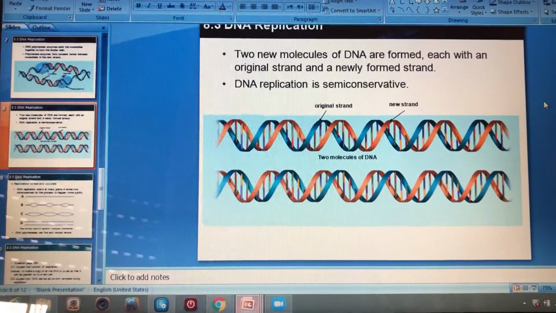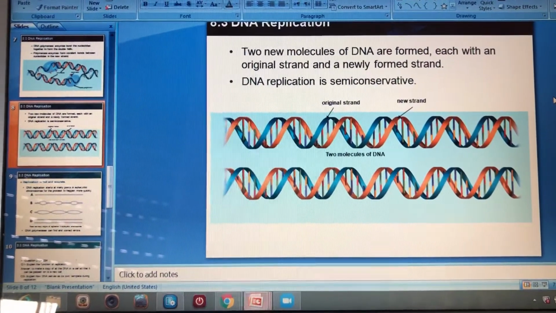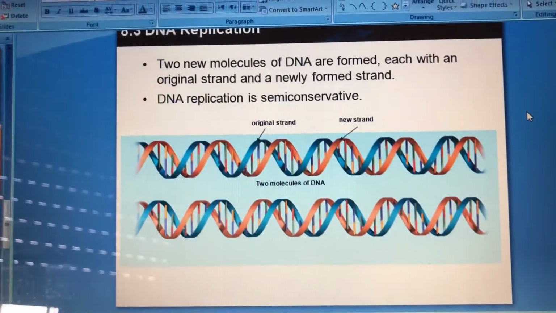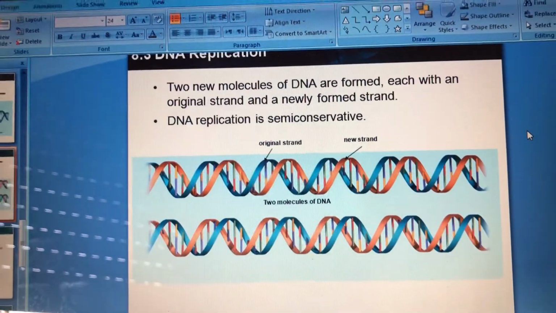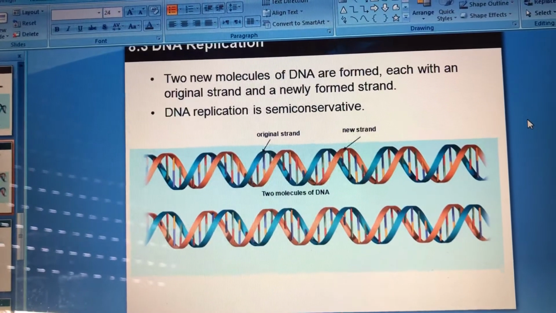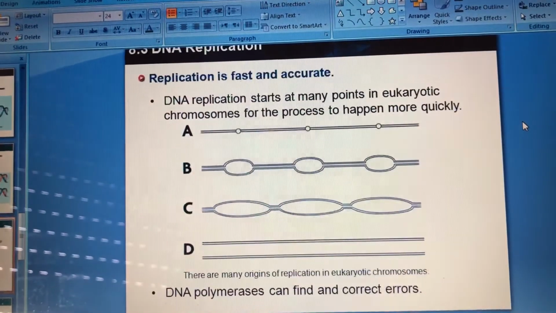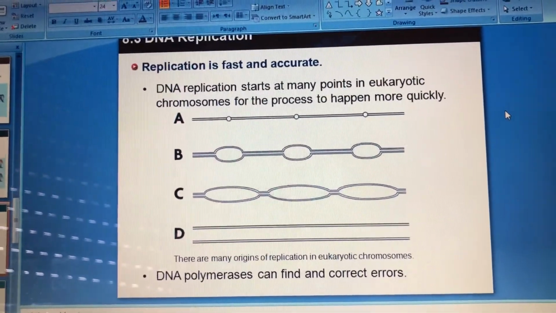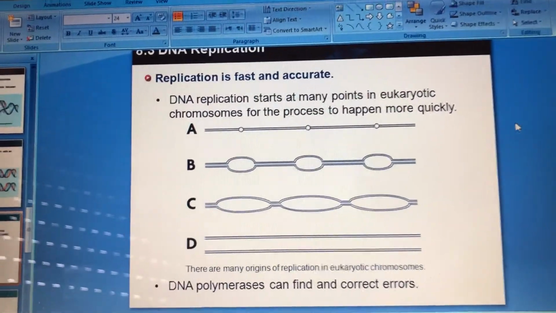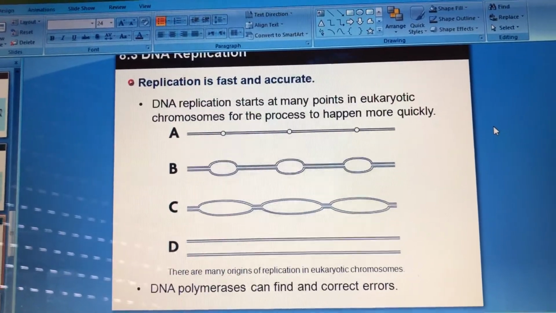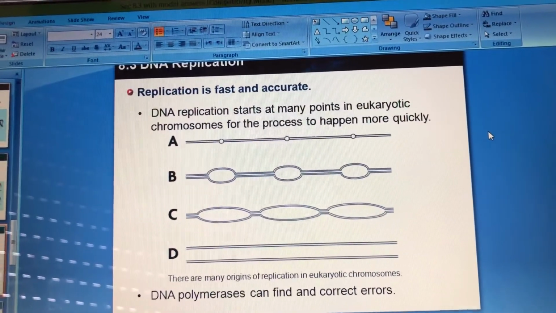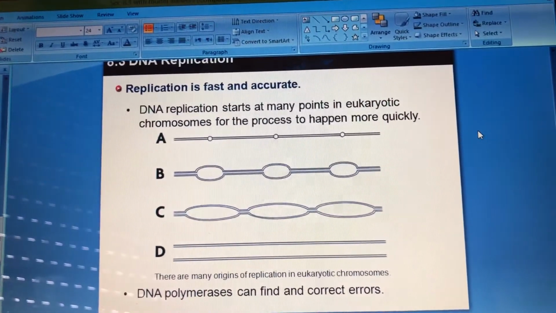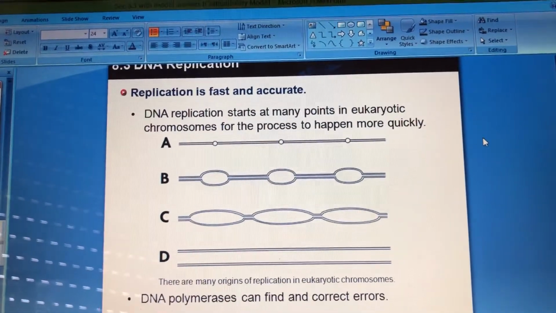Now we said the DNA replication is semi-conservative, which means that two new molecules of DNA are formed, each with an original strand and a newly formed strand. We also said that replication happens at many locations to make the replication happen quickly. And DNA polymerase has another function, which is correcting the errors in replication.